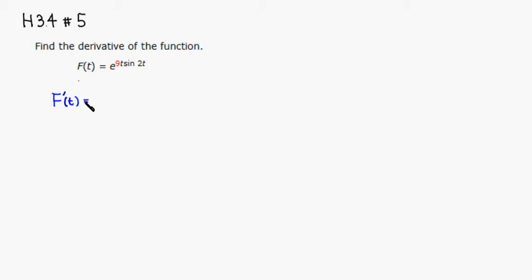Alright, so the outside function is an exponential function, so I'm going to just put exactly what it is. So you have e to the x. Leave the inside function as it is, so it's 9t sine of 2t. Then you have to multiply by the derivative of the inside function, so I'm going to write it this way: 9t sine of 2t. So we still have to take the derivative.